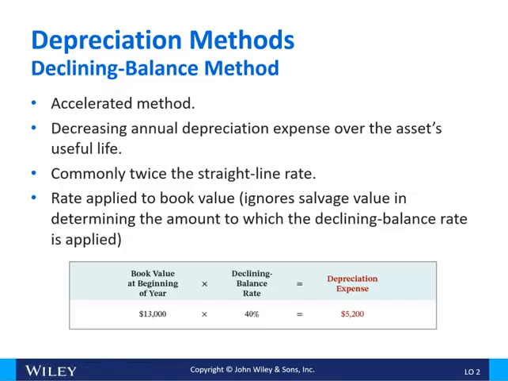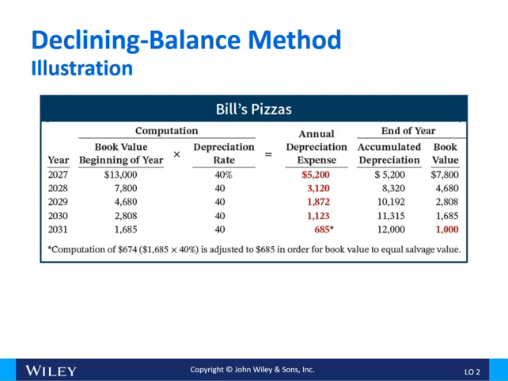But we don't apply that to the depreciable cost like we did in straight line. We're going to apply it to the book value at the beginning of the year. So year one, the book value is the cost, 13,000. Depreciation expense is 5,200. So if we look at all 5 years under this example, first year we just went through, the book value is the cost, 13,000, 40% rate, 5,200 is the annual depreciation expense in 2027. That makes our accumulated depreciation 5,200 and our book value 7,800. Again, the book value is the cost less accumulated depreciation.